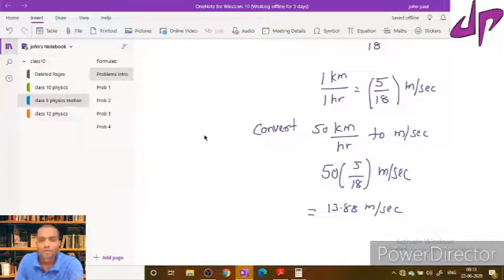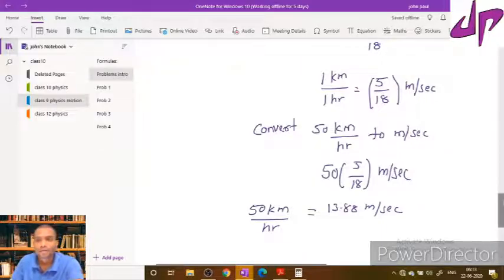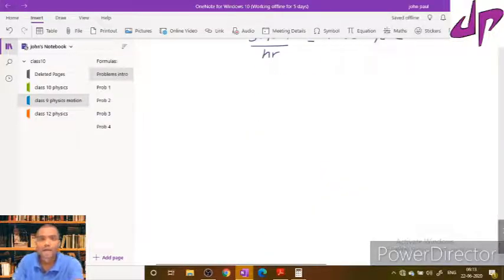So that's the easiest way to convert 50 kilometers per hour equal to 13.88 meter per second. Just convert one more time. That's the end of the problem.